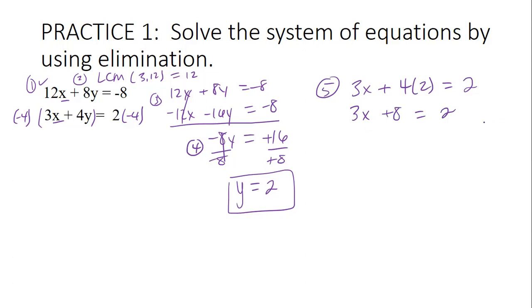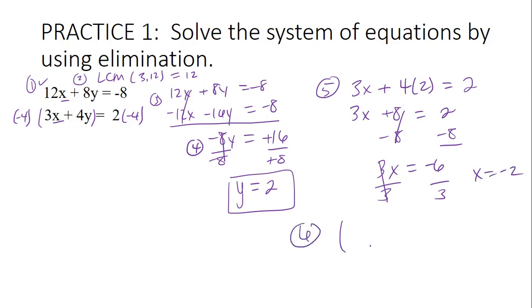Now it's just a linear problem. What do I need to do to get x by itself? Subtract 8 from both sides. And we get 3x equals negative 6. And then my last step, divide by 3. So we get x equals negative 2. So on 6, my solution is negative 2 comma 2. And if I don't feel good about it, what do I need to do? Check myself, plug it back in and see if it works.